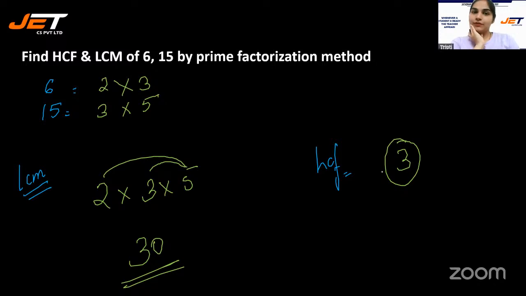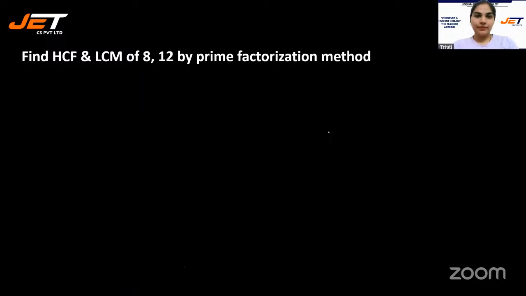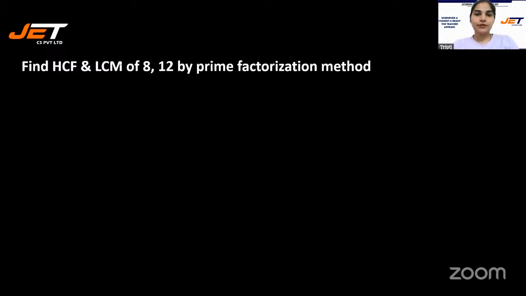In the times table of 3, you see both 6 and 15. 1 is also there, 3 is also there, but we are finding the HCF, no? So HCF is 3, the highest number. Next, 8 and 12.